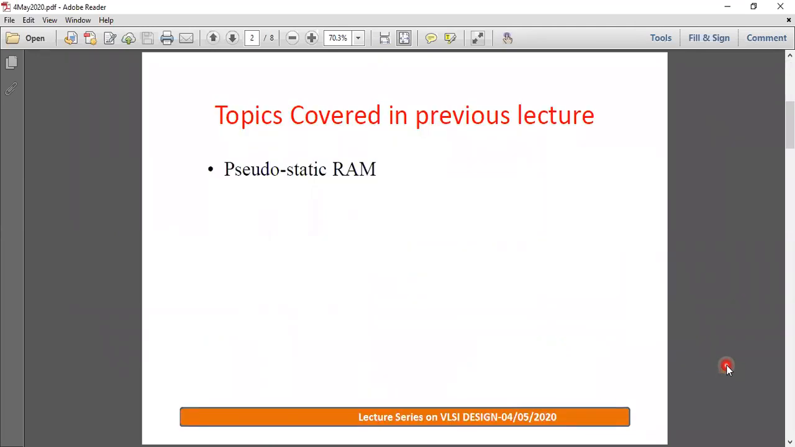So in the previous lecture, we discussed the pseudostatic RAM. Pseudostatic RAM uses two NOT gates connected back to back, which acts as a memory cell. And since it is static RAM, it can hold data for a longer duration. We discussed two versions of pseudostatic RAM, that is the NMOS and CMOS versions, with their stick diagrams.